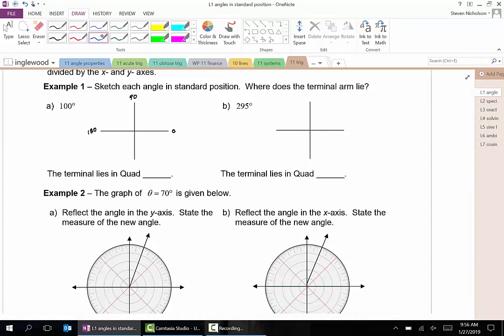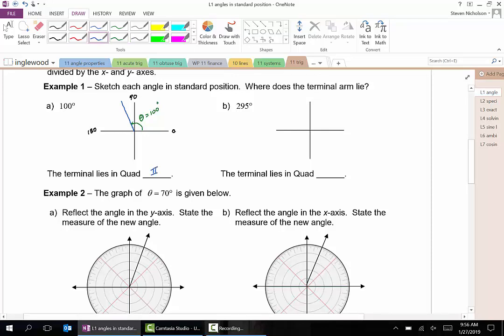So when we draw our picture as accurately as you can, because that's going to help. It doesn't have to be perfect. So again, I imagine I sweep this angle out, I start here, and I go to 100 degrees. So again, just this idea of where 90 is, where 180 is, etc. And of course, our angle lies in quadrant 2.